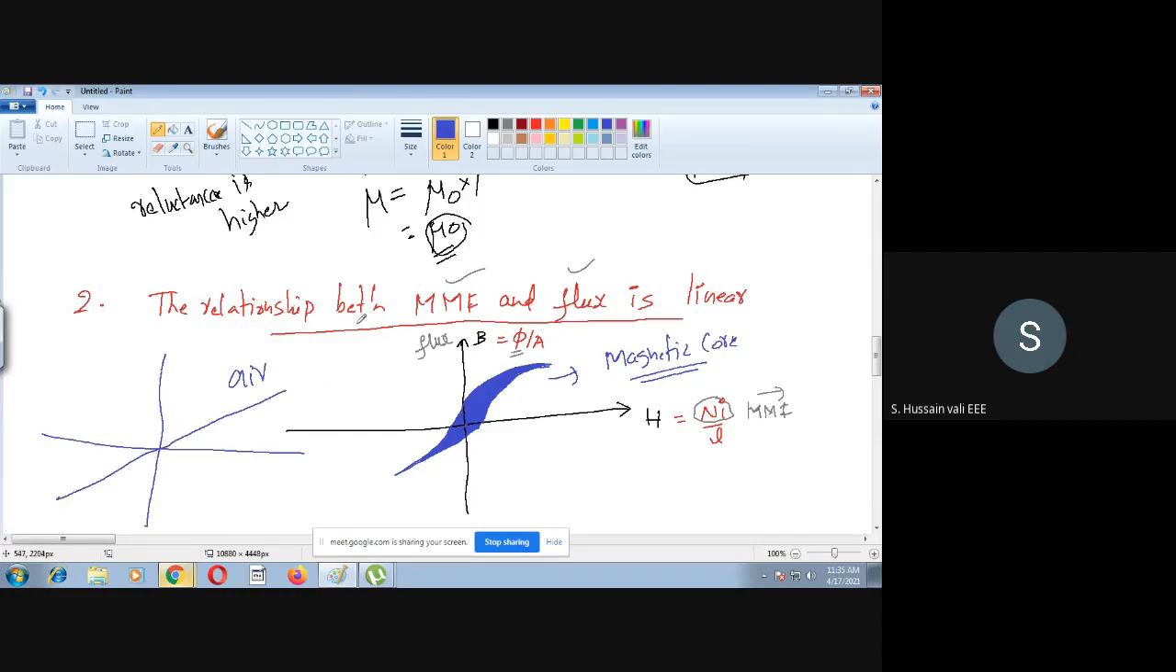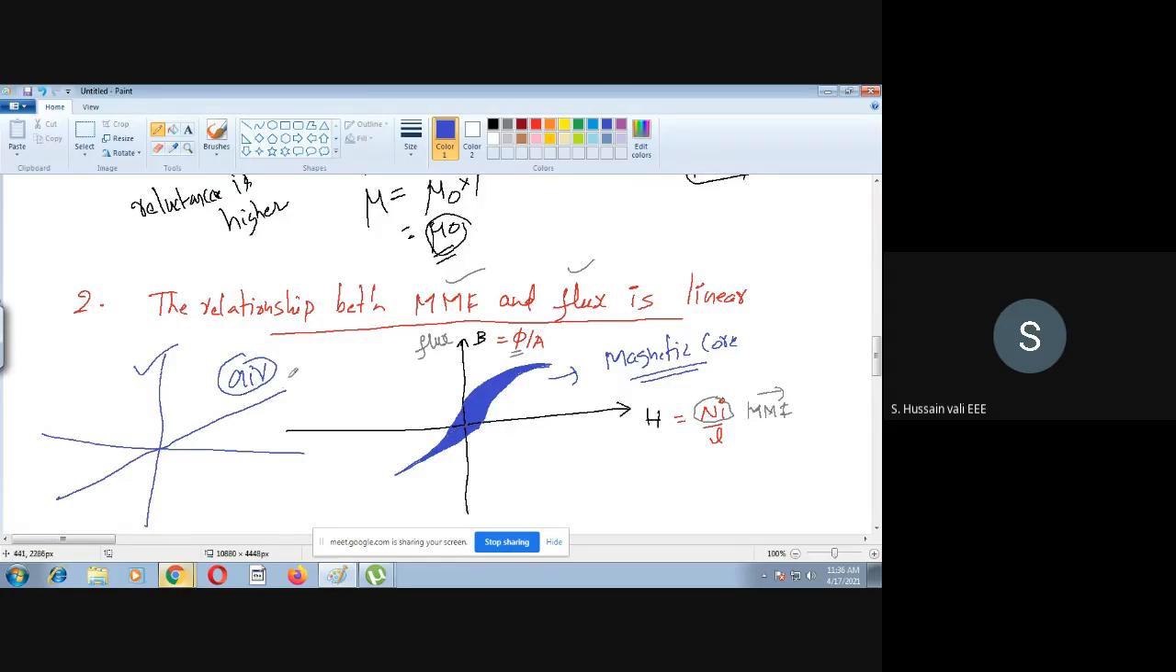That's what he said, that the relationship between mmf and flux is linear. So this is for the case of air. Just a linear relationship, a straight line you will find like this. Whereas in the case of the magnetic core, it's not a straight line, it's a loop. That's the difference between the air core transformer and the magnetic core transformer.